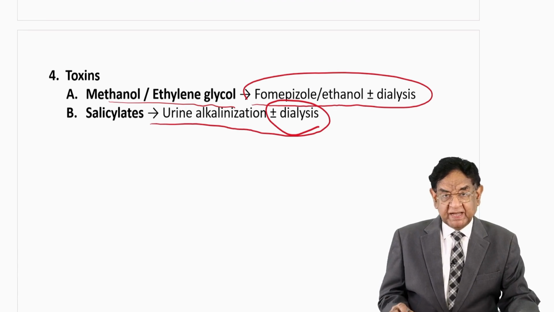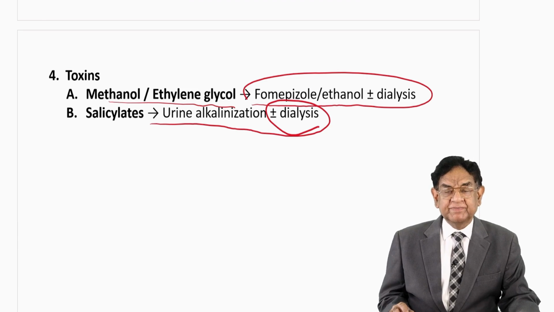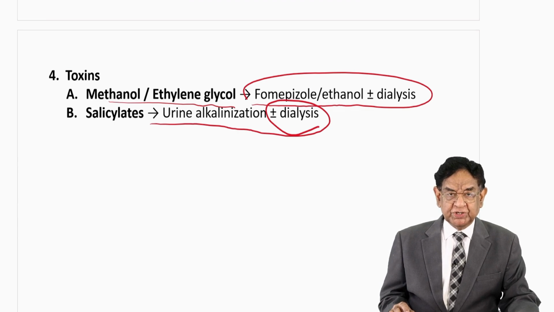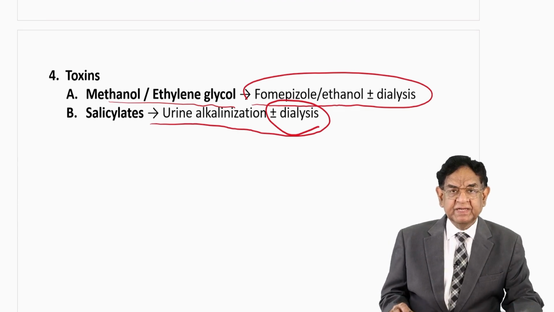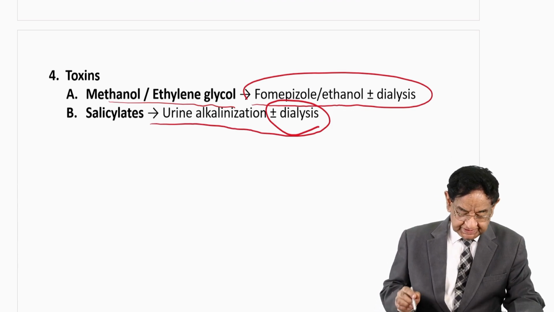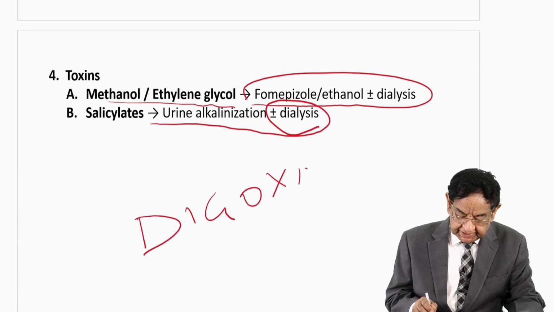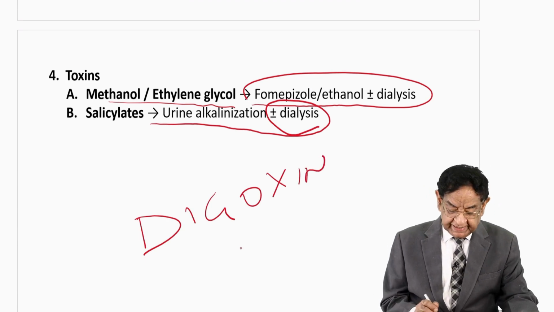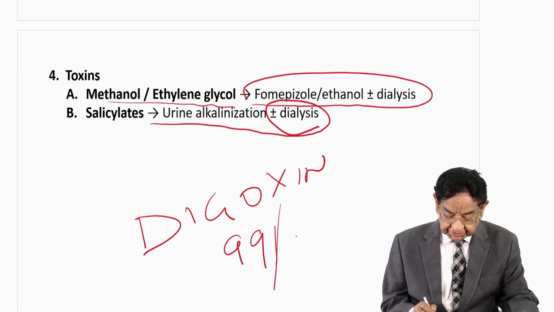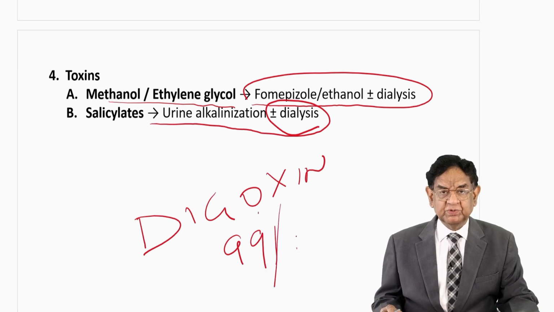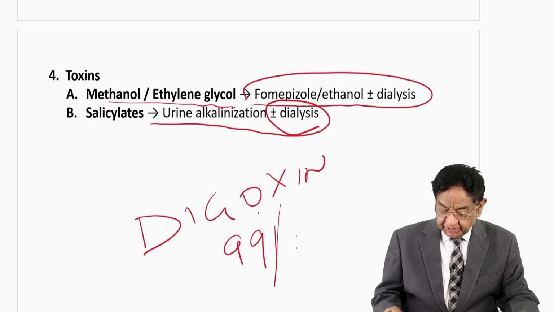Write down the answer in your copy. I have a question for you. Name any drug that we use in cardiology, in which toxicity, dialysis is not useful. Name that drug. Write down the answer in your copy. Drug used in cardiology. Yes, the answer is digoxin. In digoxin toxicity, dialysis is not useful because 99% of it is bound to tissues. So there's hardly anything in the blood, so there's no use of dialysis in digoxin poisoning.